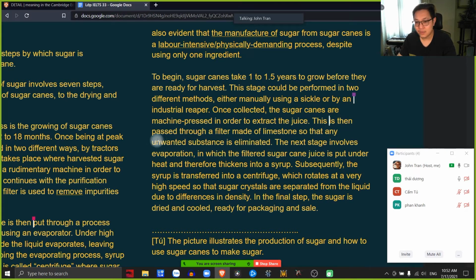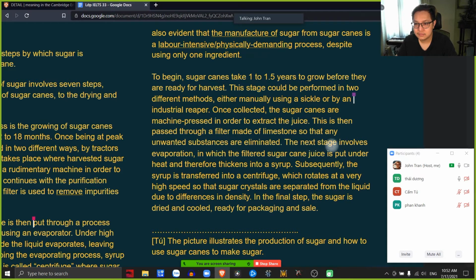Cái này sau đó được băng qua một cái lọc được làm bằng đá vôi để mà bất kỳ những cái chất không mong muốn nào nó được loại ra. So that any unwanted substances, I think any unwanted substances, right? Because there could be many. Unwanted substances are eliminated. The next stage.